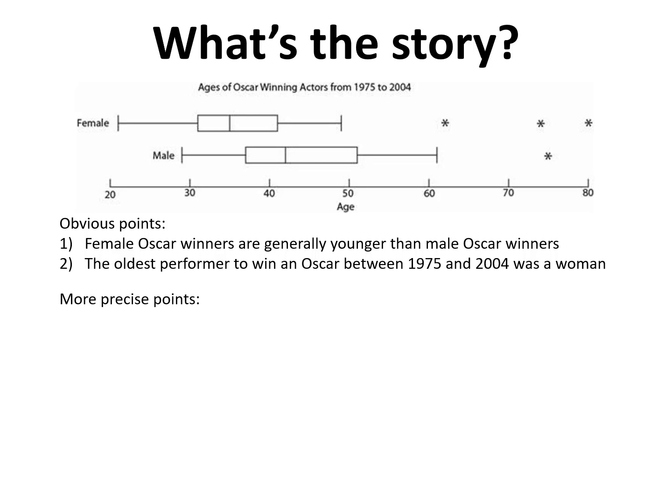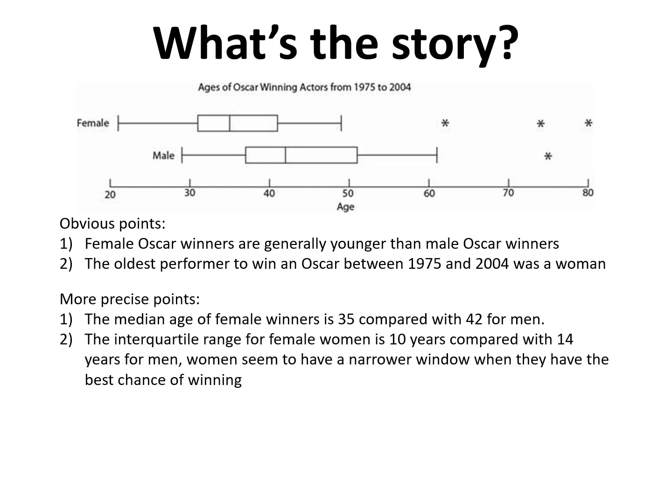The more important points that I want you to understand are, by comparing the median ages, we can say the median age of female winners is actually 7 years lower than the median age of male winners. By comparing the interquartile range, that magic window where half the winners are is quite a bit narrower for women than it is for men.